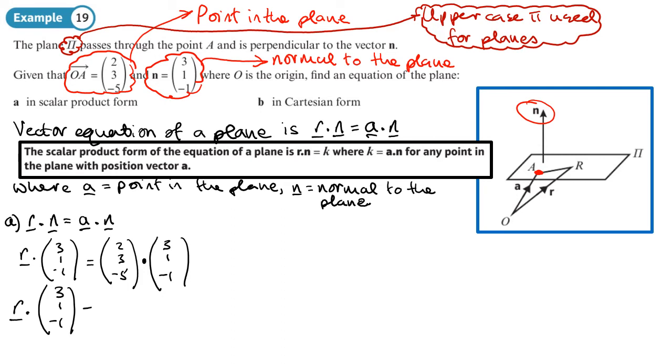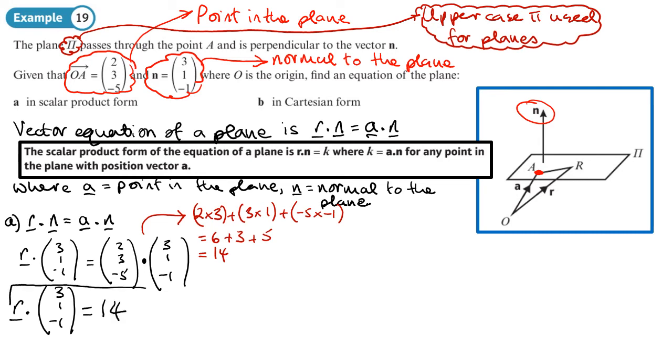Now we work out the dot product on the other side. So if we do the dot product of that, we'll get 2 times 3 plus 3 times 1 plus negative 5 times by negative 1. So that would be 6 plus 3 plus 5, which will be 14. So actually our vector equation of the plane is just going to be this. We just put equal to 14. So here's our answer to part A.